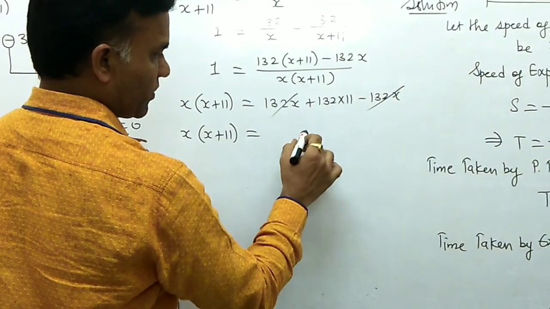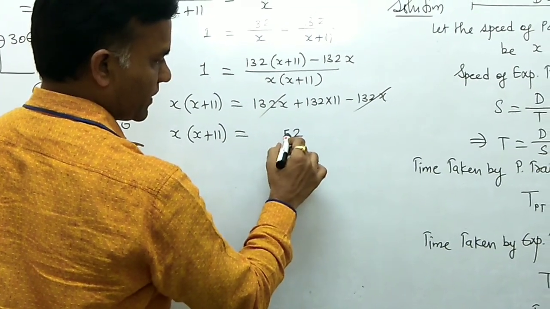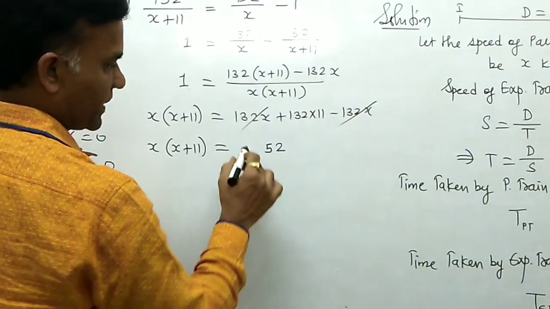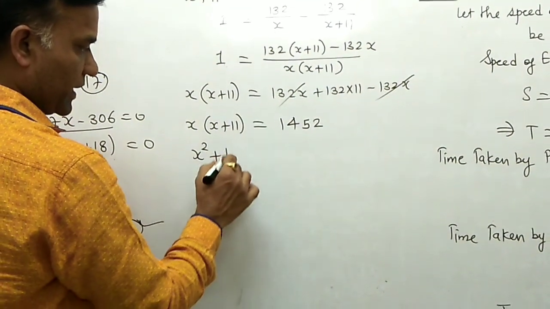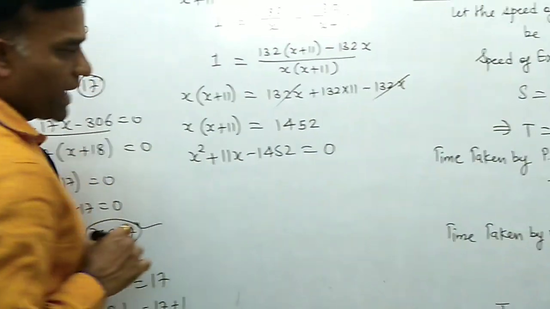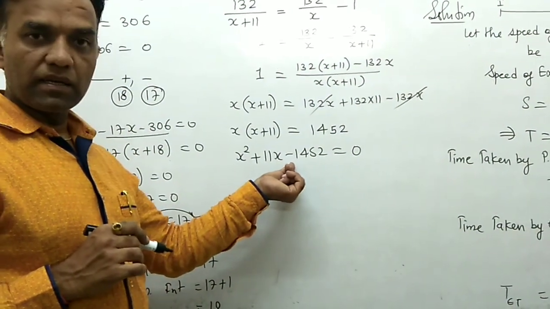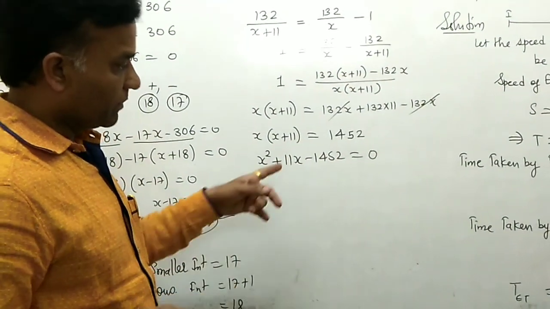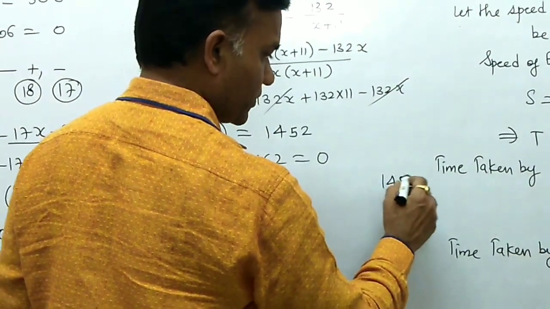Okay, so 11 2s are 22, 11 3s are 33, 33 3 5s, 5 carry over 3, and then 11 1s are 11, 11 plus 3 is 14. Okay, so now you open this equation, like x squared plus 11x minus 1452 equal to 0. Okay, so we have again that 1452, and again the minus sign is here. It means you can use the factorization method or maybe the formula method, but now here we use the factorization method to find the factors of 1452.